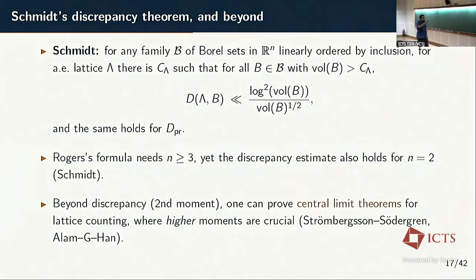So here's what Schmidt proved. He proved, in fact, that you can get a very sharp bound. For almost every lattice, there is a constant such that the discrepancy has a pointwise bound of log squared of the volume divided by the square root of the volume. And there are some remarks about the discrepancy and so on.